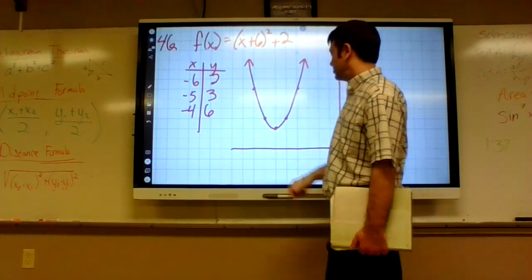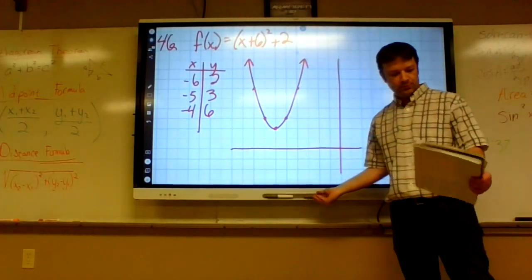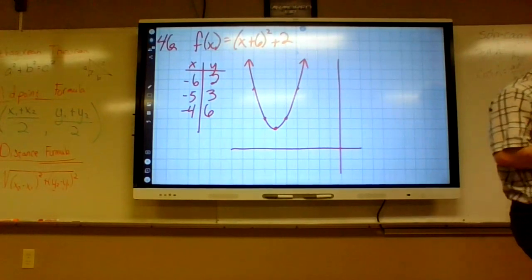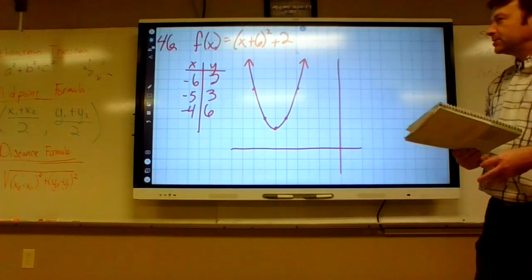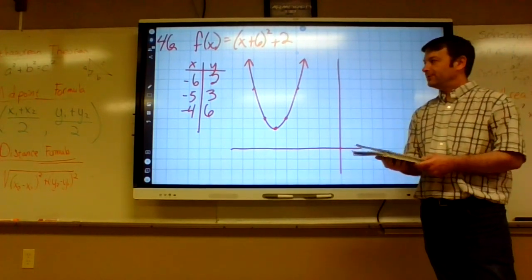They didn't give us a steep one or an upside down one. Yeah, these are absolutely good. Actually, 45 is steep and upside down, so you guys got away with not doing that one.